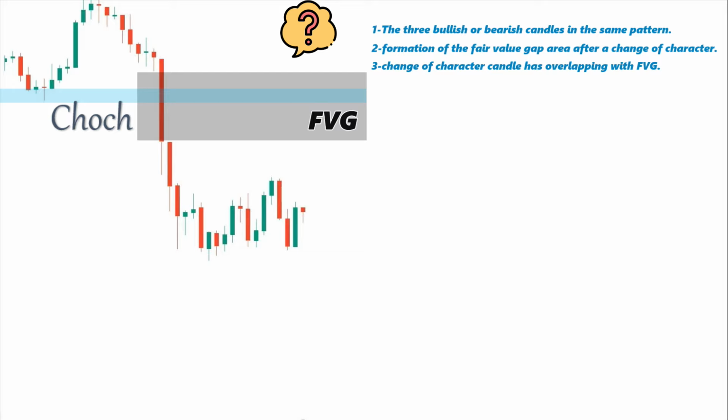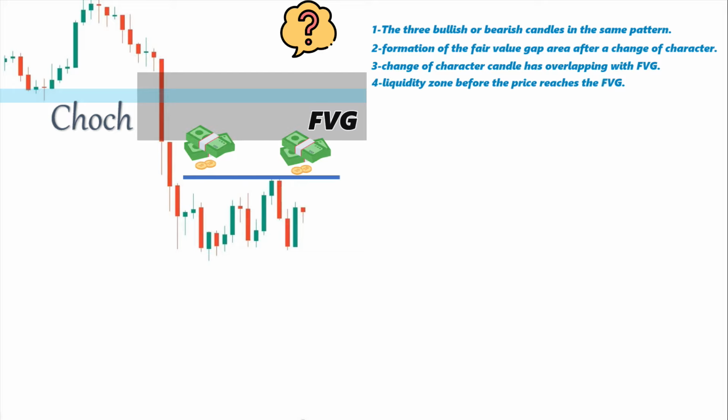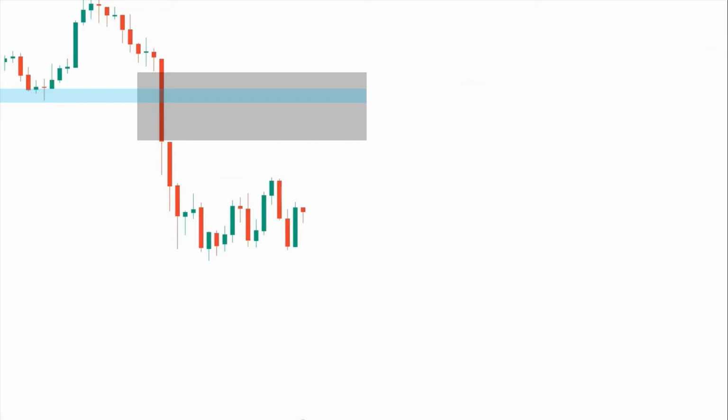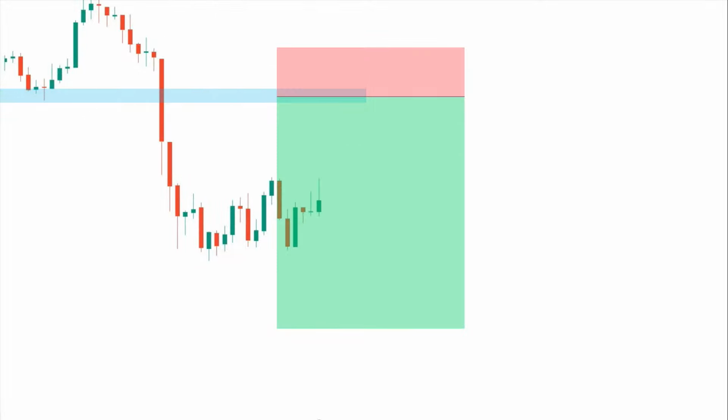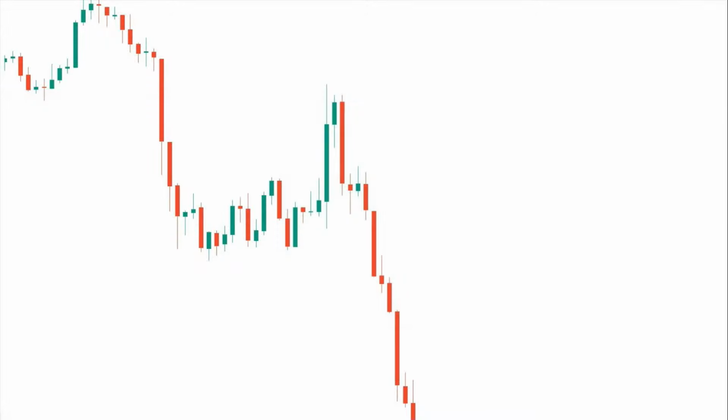The final confirmation to enter the trade is to establish a liquidity zone just before the price reaches the fair value gap area. This liquidity zone adds more significance to the value gap area. Now that all necessary confirmations for entering the trade are available, we consider the change of character candle that overlaps with the fair value gap area as the entry point, highlighted in blue, and the first candle forming the fair value gap as the stop loss. We wait for the price to reach that area. And this is a confident trade with good risk and reward.